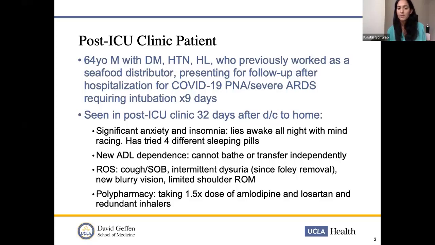Otherwise, on review of systems, he also endorsed ongoing cough and shortness of breath. He also had some ongoing dysuria that seemed related to bladder spasming after the Foley had been removed. He also had limited shoulder range of motion, likely adhesive capsulitis after being prone and paralyzed for some time. And then we found that he was inadvertently taking 1.5 times the dose of his amlodipine and losartan. He didn't realize on discharge that the new med was in place of, and not in addition to, his old antihypertensive meds. He's also similarly on some redundant inhalers.